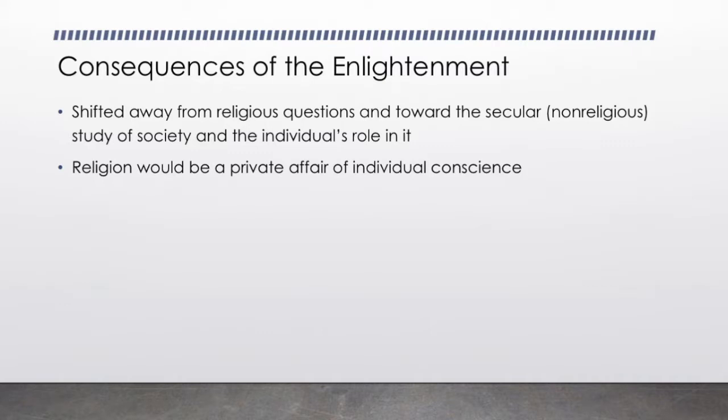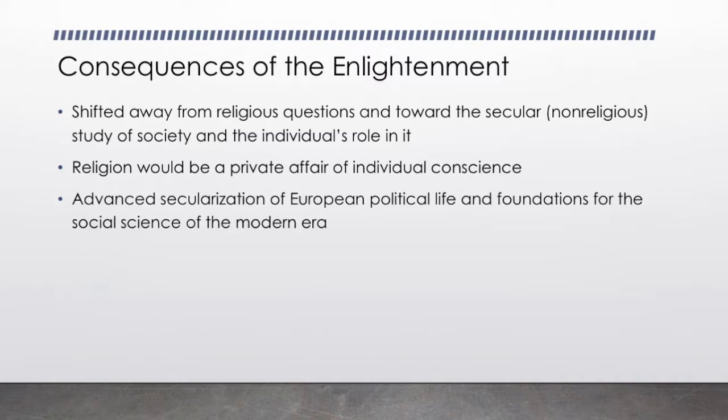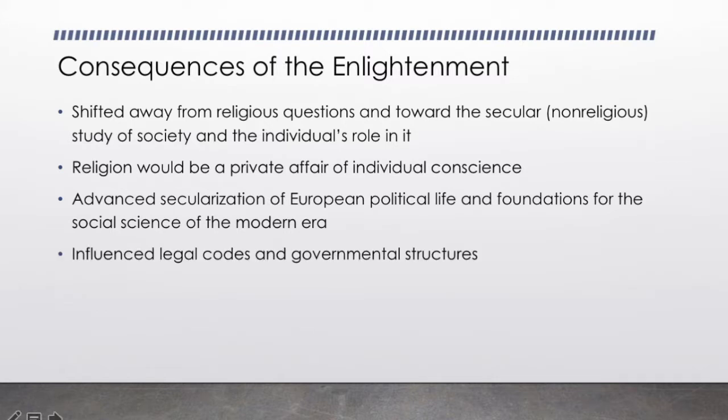The Enlightenment interest in secular society produced two major results. It advanced the secularization of European political life that had begun after the French wars of religion of the 16th and 17th centuries, and it laid the foundation for the social sciences of the modern era. The Age of Enlightenment influenced many legal codes and governmental structures that are still in place today. For example, the idea of the three-branch system outlined in the U.S. Constitution.